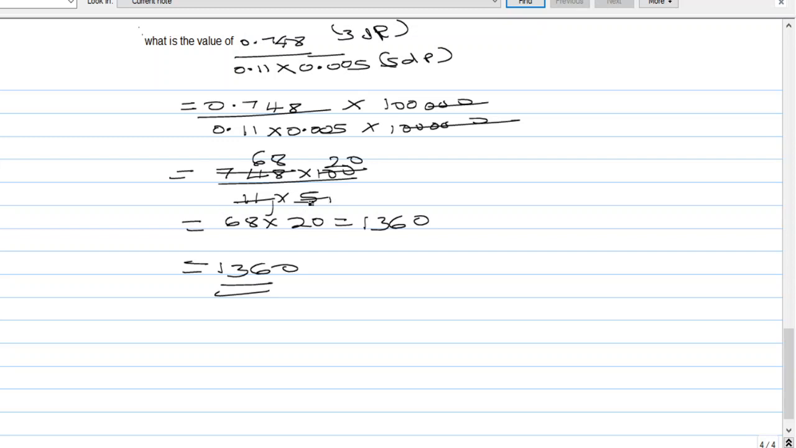Then after dividing, we divide by 5, 1 by 5, 20, by 11, 1 by 11, 68. We multiply 68 times 20, we are going to get 1,360 as the correct answer.